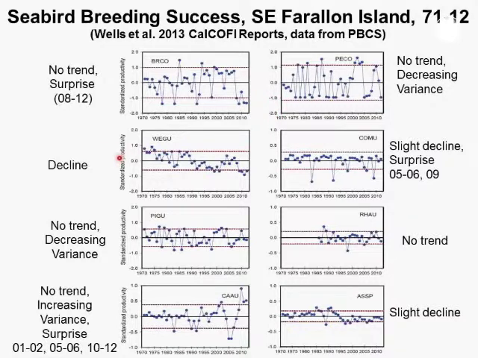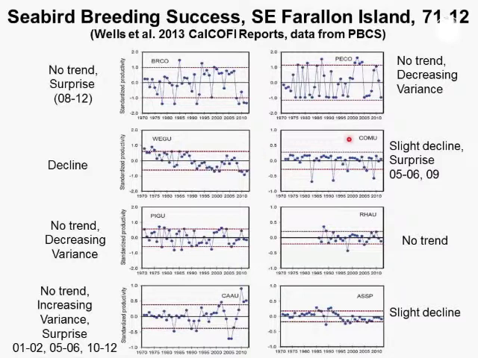This is a time series for a gull, and what we can see here is there's just a steady decline in their productivity. So if you just looked at the gulls, you might say, wow, climate change is having a big impact on this system. But when you put it in the context of all the other species, you don't see that.